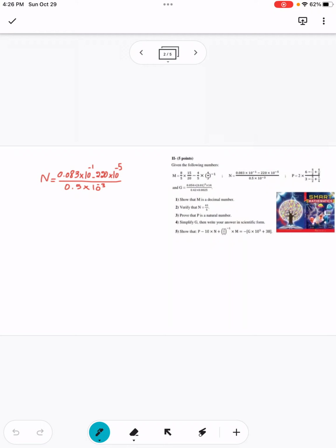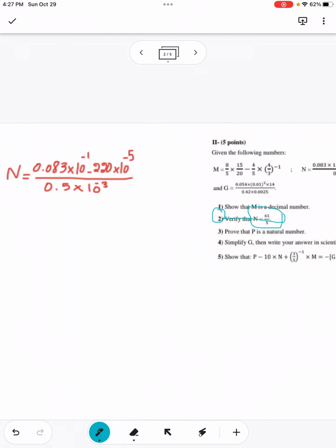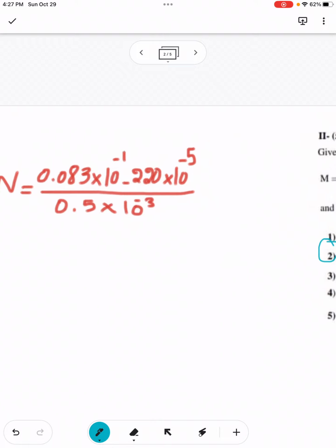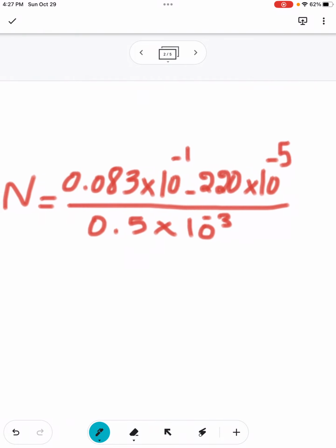N. In part 2, I have to verify that N is 61 over 5. So let's solve it. Here, what do I have? Times 10 power minus 1 minus times 10 to the power minus 5. Since here you have minus, you cannot simplify. I have to solve each one alone.